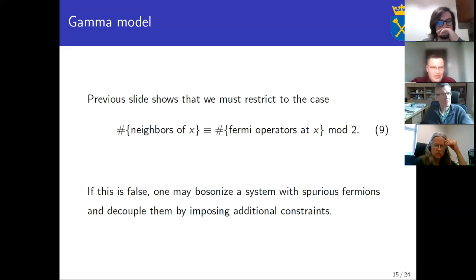And you can always think about bosonizing some system which has more degrees of freedom and maybe try to decouple them. I don't know, put some term in the Hamiltonian which makes them very heavy or something like that. But one can identify in this approach the spurious degrees of freedom, so this is possible to do, but this is some additional thing. So if you just want to follow the procedure directly, I don't want to have spurious degrees of freedom, then this relation has to be satisfied. Okay.